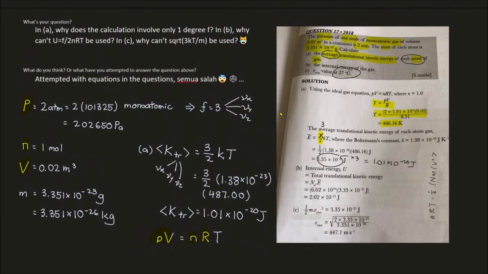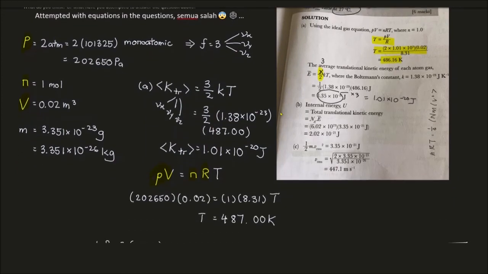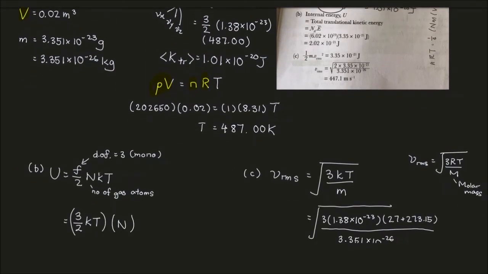For B, the student asks, why can't you use U equals F over 2 nRT? Well, yes, you can use U equals F over 2 nRT. In fact, it's quite easy to do it that way. 3 over 2 times 1 times 8.31 times 487. Now I'm not looking at the answer. I'll just type it into my calculator and see whether you get the same answer or not.